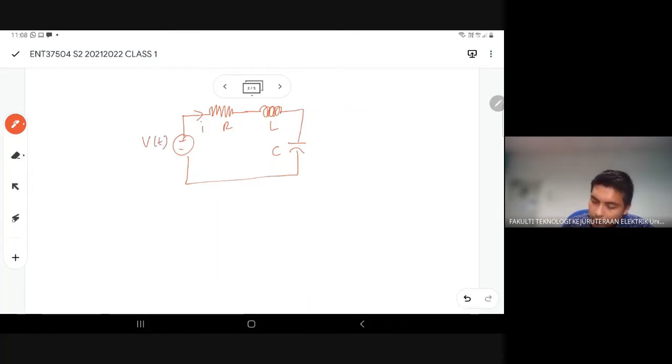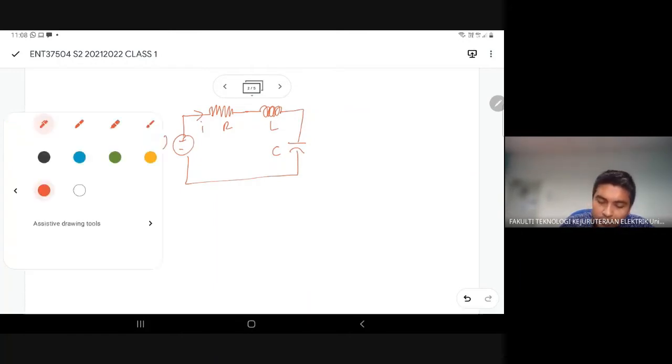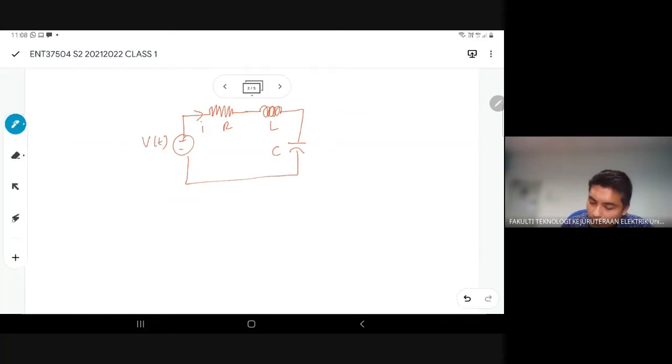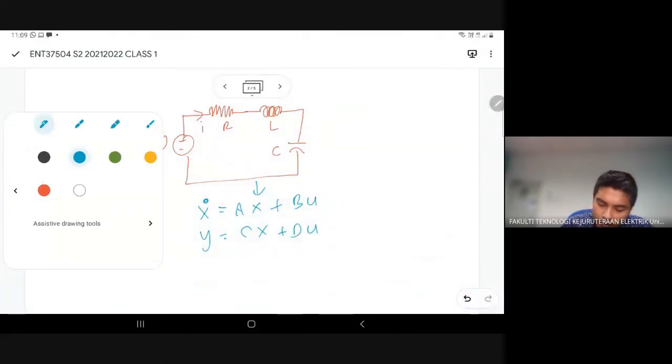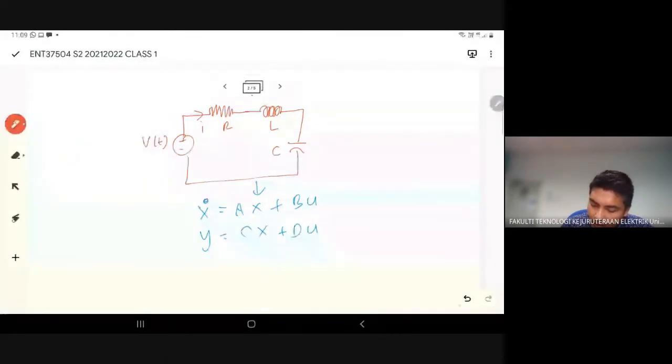Can you do the same thing that I showed you before? Can you find X dot equals AX plus BU, Y equals CX plus DU? Can you help me find what X dot is from this circuit? What is X from this circuit? And U from this circuit, same thing.